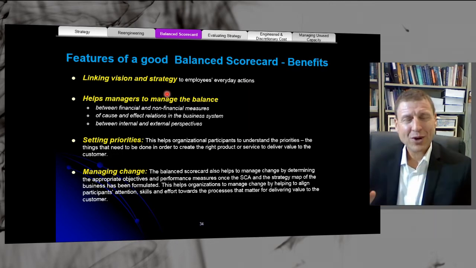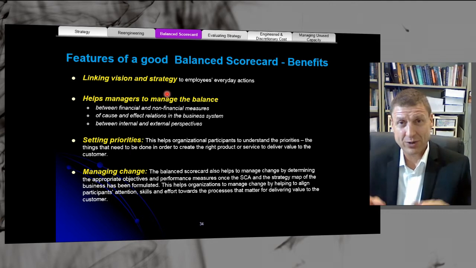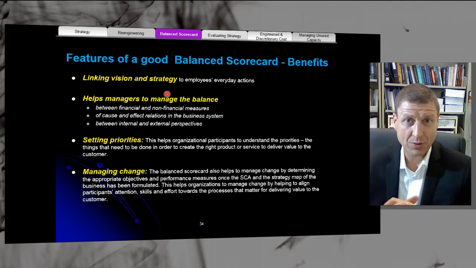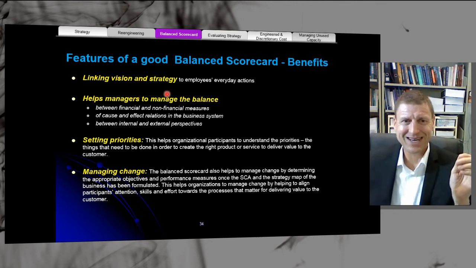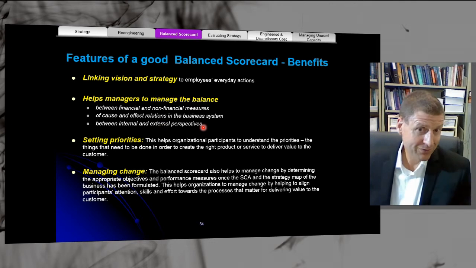All right, so what does the textbook say about balanced scorecard? Okay, so here are some writing. Okay, you just don't want O'Connor just dancing around like a football player, do you? All right, so we want to have features of a good balanced scorecard. Well, it's linking vision with strategy, helps managers manage the balance, all right, financial, non-financial, cause, effect, internal, external. I've already gone through this.